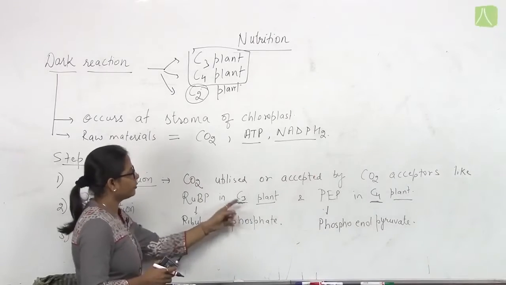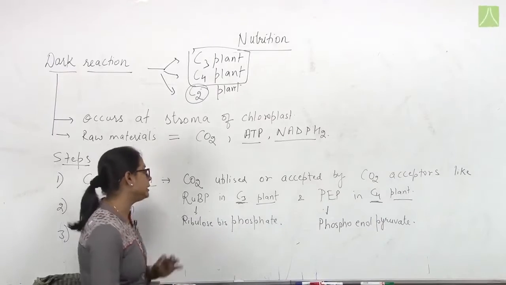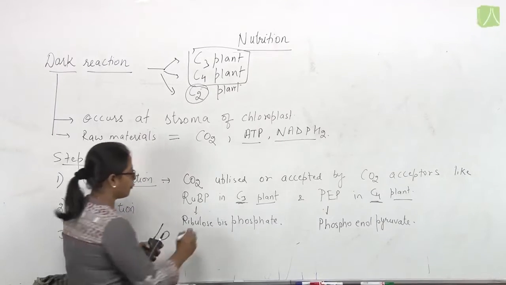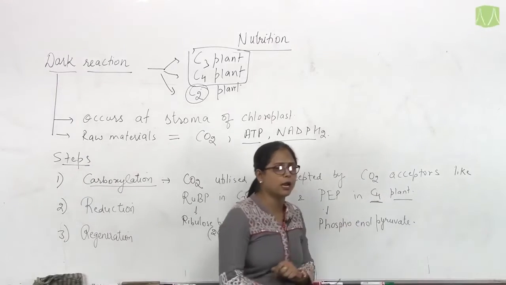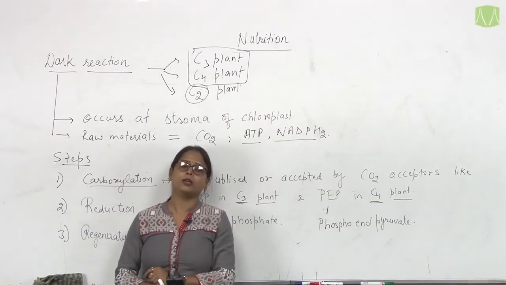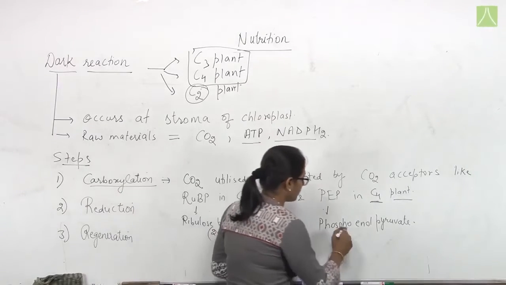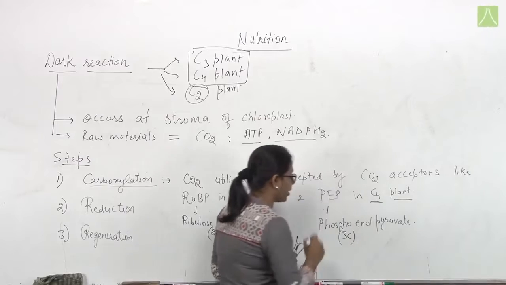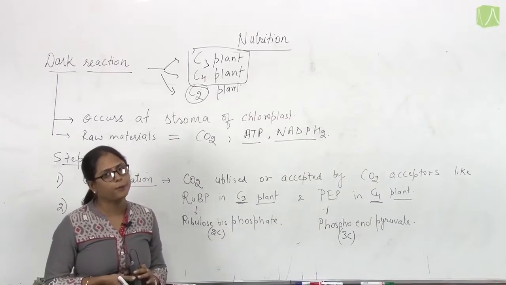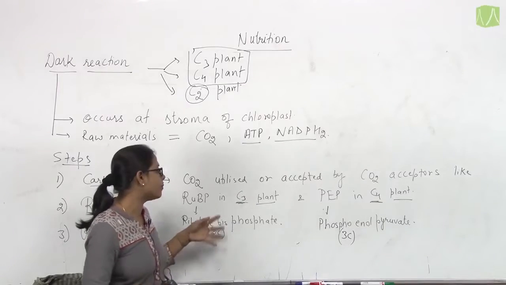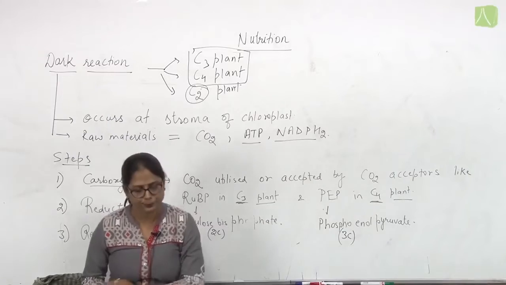Now here, if a 3 carbon compound forms in C3 plant, so definitely the RuBP must be a 2 carbon compound. In the same way, if in C4 plant the product formed is a 4 carbon compound, so the PEP must be a 3 carbon compound, because by accepting one molecule of CO2 having 1 carbon, they will form a 3 carbon compound in C3 plant and a 4 carbon compound in C4 plant.